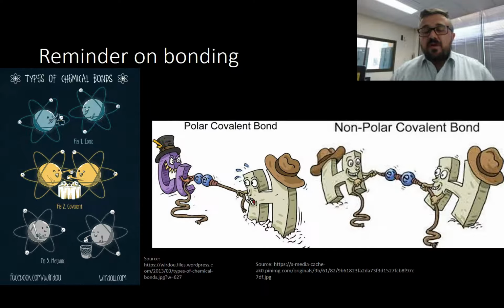The polar covalent bond is one where you have the electrons being pulled more to a certain atom. Water is a good example, or in this case we're talking about hydrochloric acid. The electrons are pulled towards that more electronegative element. And over here we've got two hydrogens which will have the same polarity. Therefore, they are more likely to share the bonds equally.